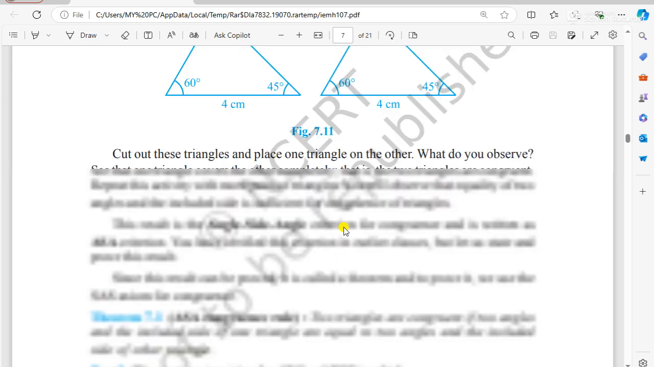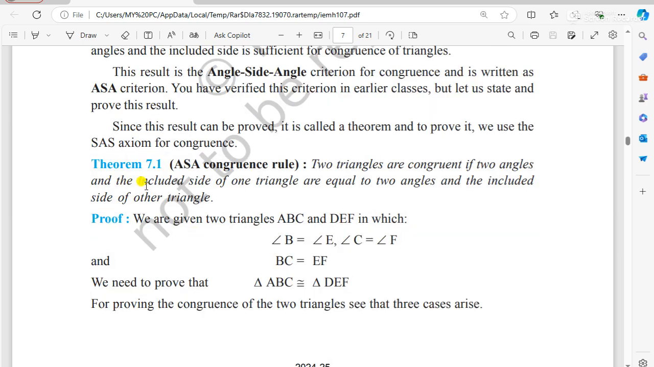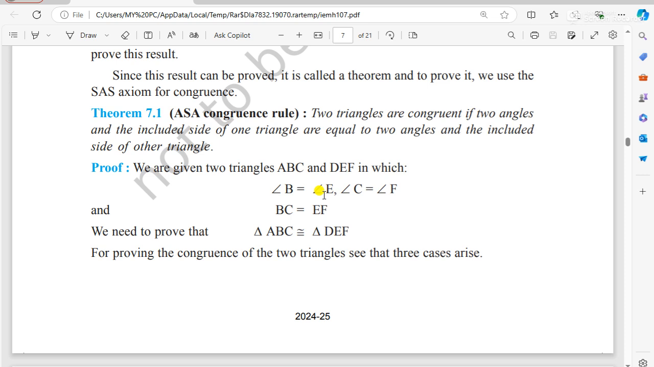Now you see the other aspect of the axiom, that is theorem 7.1, the angle side angle congruence rule. You have to remember the angle side angle congruence rule. Two triangles are congruent if two angles and the included side of one triangle are equal to two angles and the included side of the other triangle. What is the meaning of this?